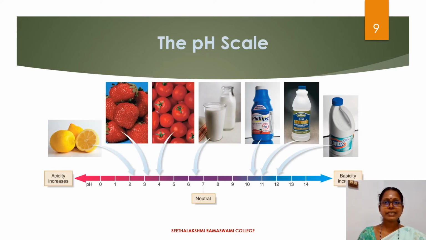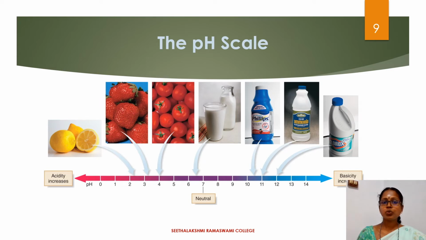The pH scale is used to denote the concentration of hydrogen ions. As we see here, a pH equal to 7 represents pure water. Whereas when we go down the scale, we have milk and some citrus fruits like strawberries and tomatoes, which fall somewhere between 3 to 4.